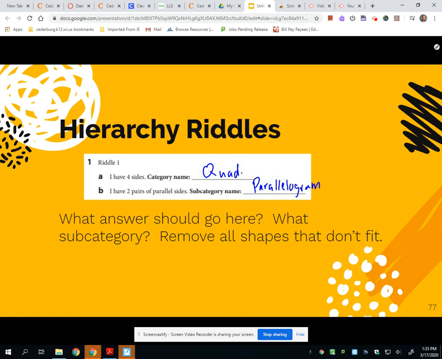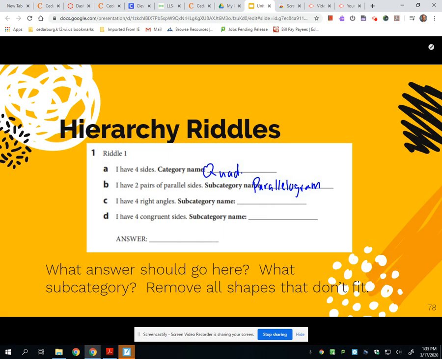Look through all of your shapes and remove all of the non-parallelograms. So that would be your kites and your trapezoids. All you'd have left are those. Now I have four sides. We already have that answer. We know that's a parallelogram. And now I have four right angles. So which of the parallelograms have four right angles? Pause the video. You should have written rectangle.